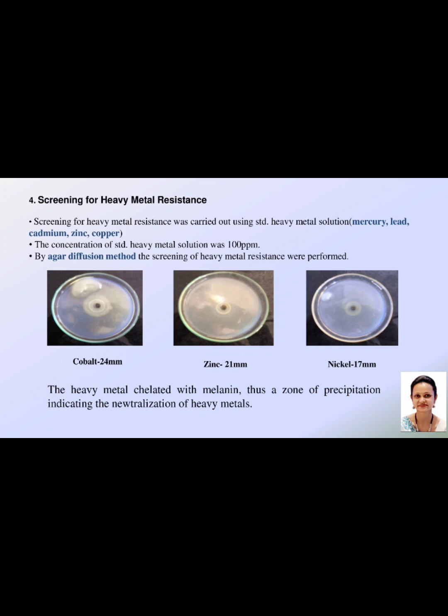Now the fourth property is heavy metal resistance, performed by the agar diffusion method, and the concentration of the standard heavy metal solution was 100 ppm. The heavy metal chelates with melanin and shows a zone of precipitation, which shows the neutralization of the heavy metals. The plates show the zone of precipitation against the various heavy metals.